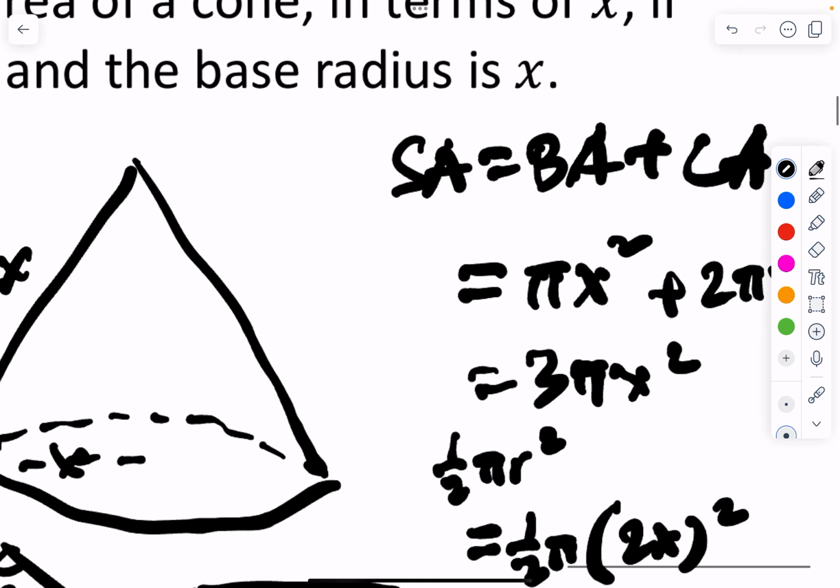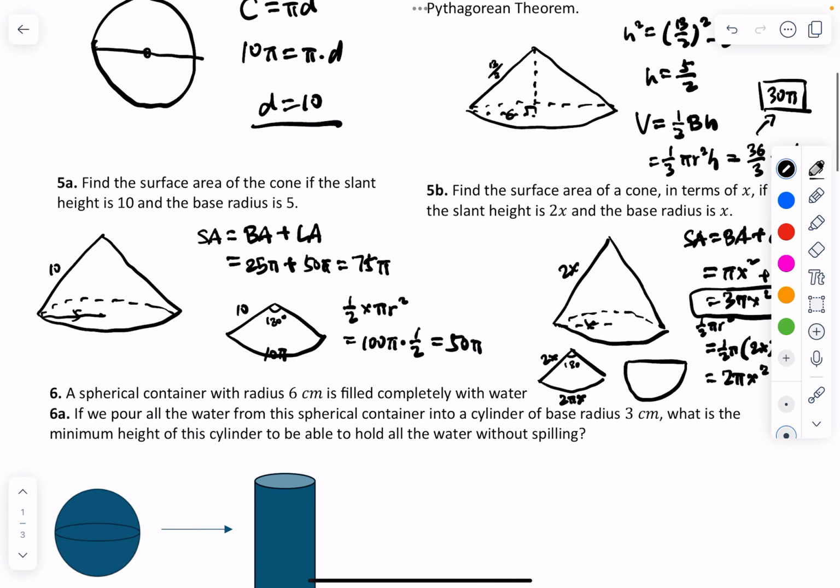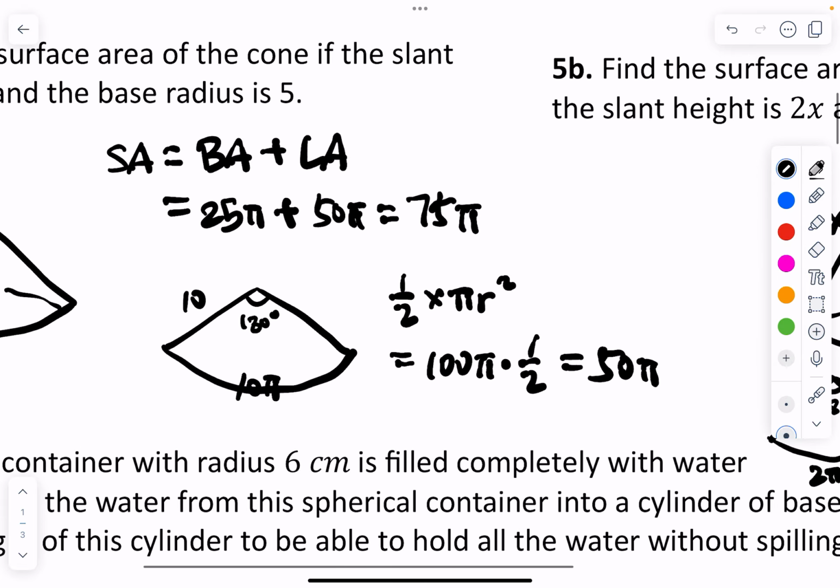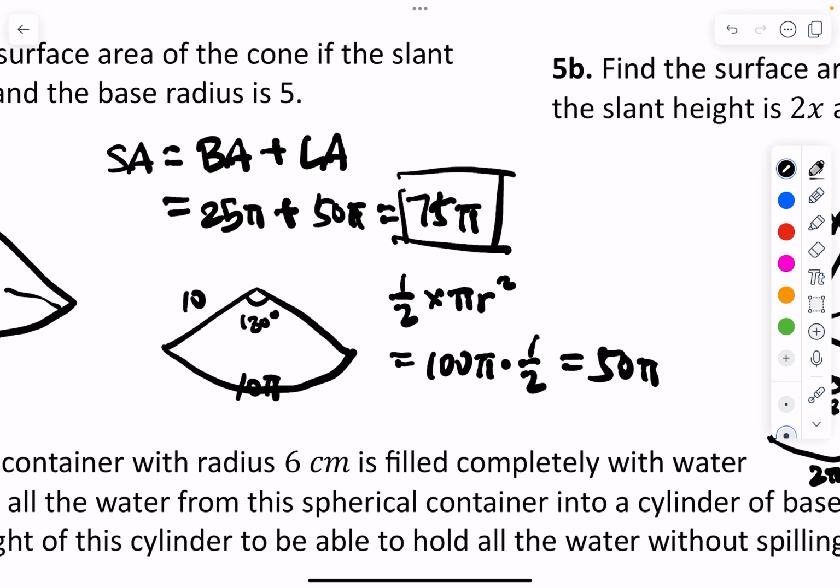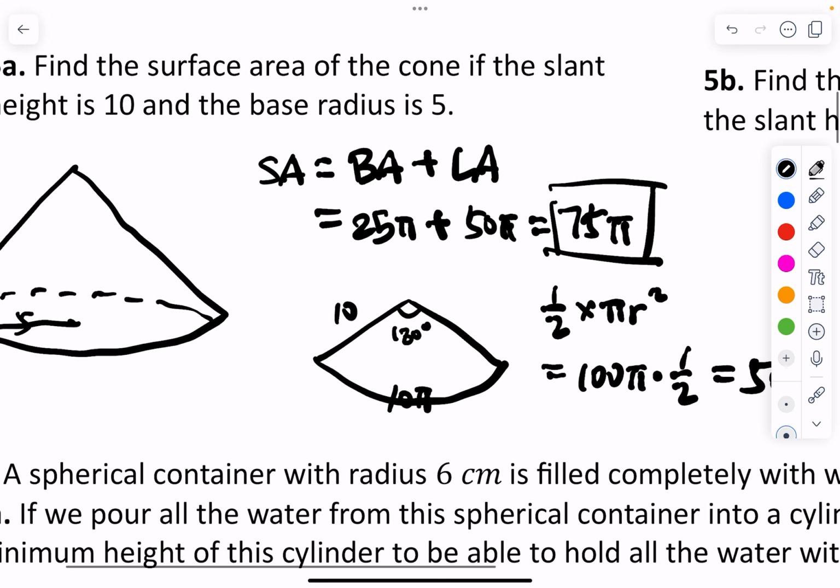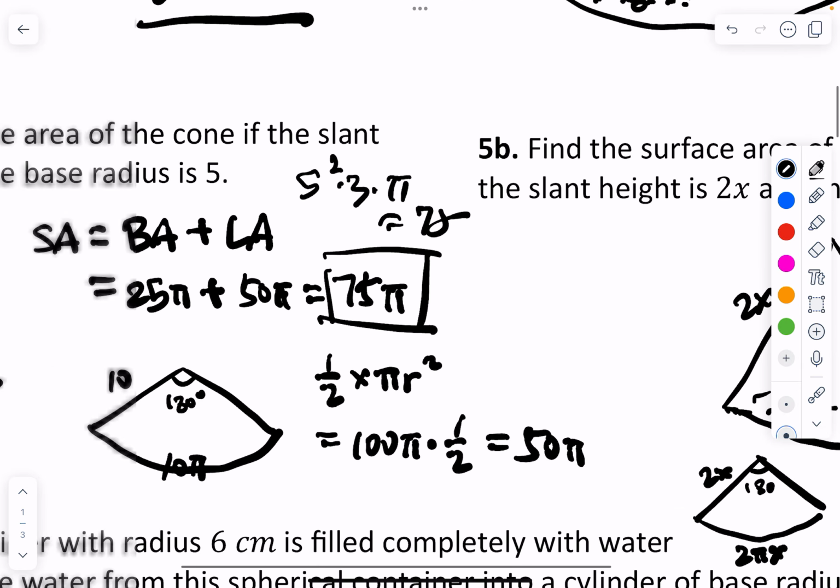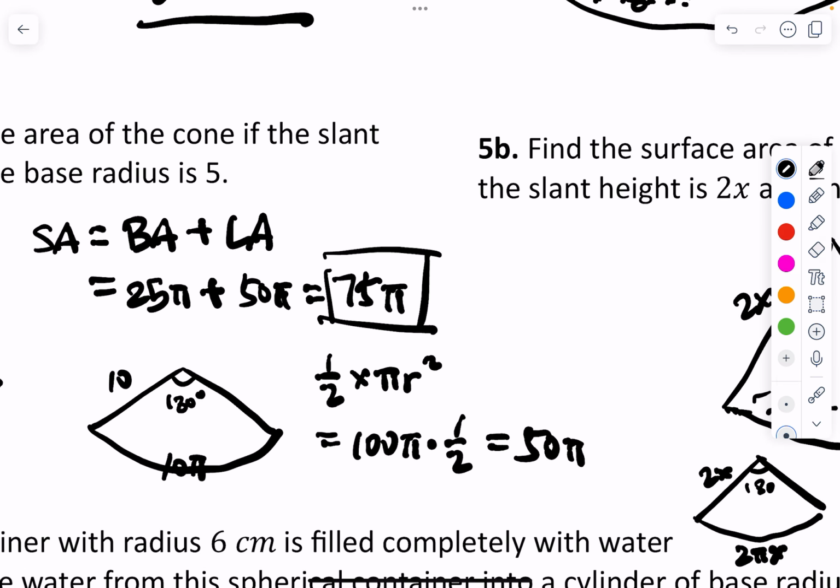And note that this formula, right, matches this question. Because in here, we also had a total surface area of 75 pi from a base radius of 5. So 5 squared times 3 times pi is 75 pi, which shows that this formula matches and is correct. All right.